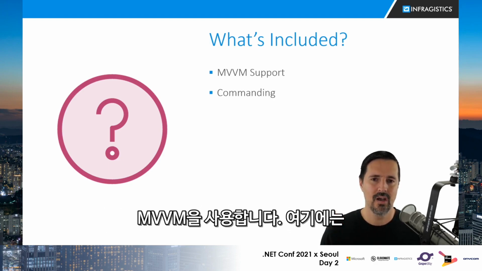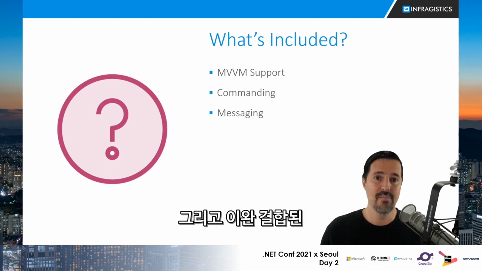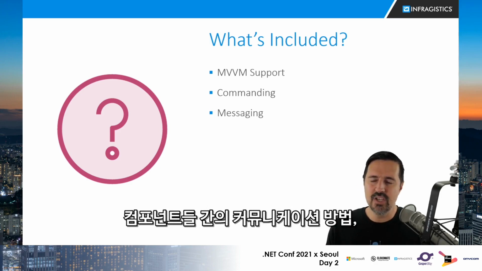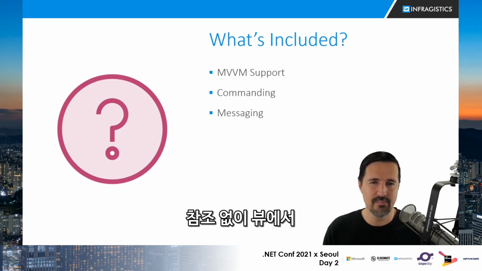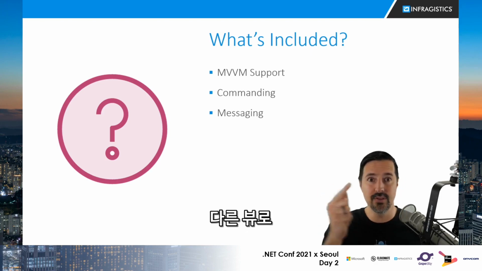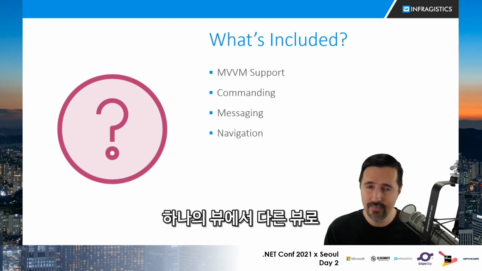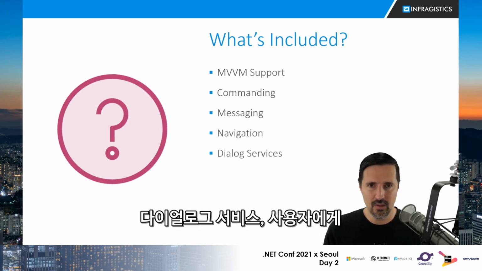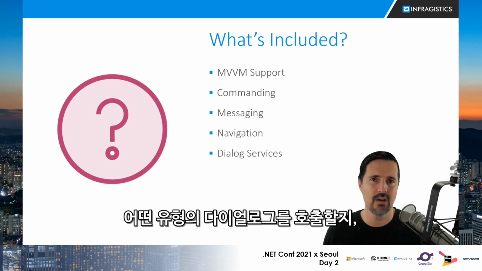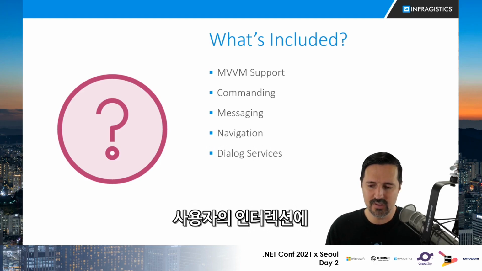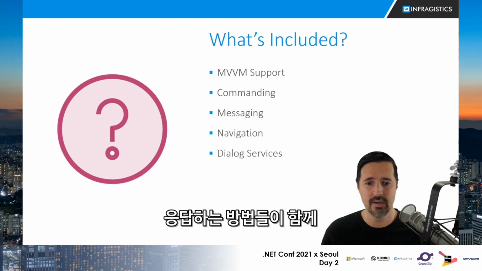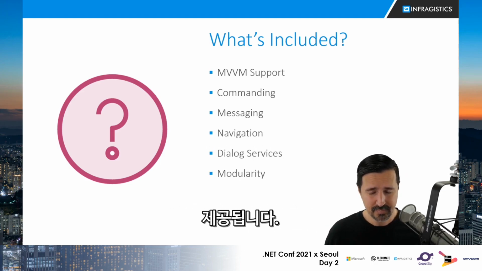It comes with commanding, messaging, right? How do we communicate between these loosely coupled components? How do I communicate from this view to that view with having no reference to each other? Navigation, getting from one view to another view. Dialogue services. How do I show dialogues? How do I invoke some type of dialogue to my user and respond to that interaction from the user?